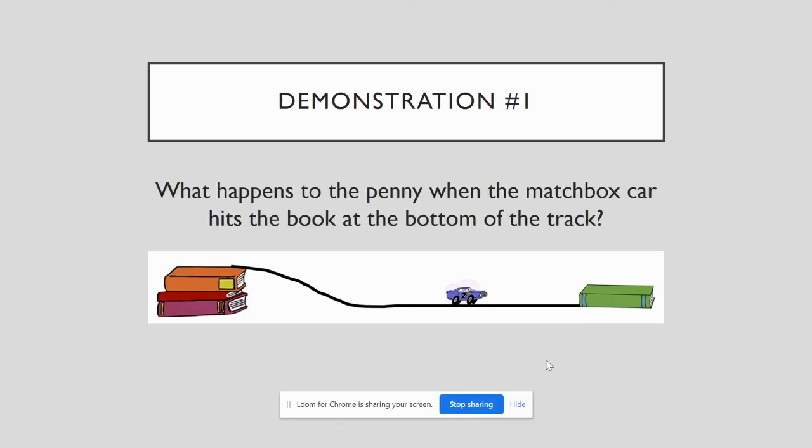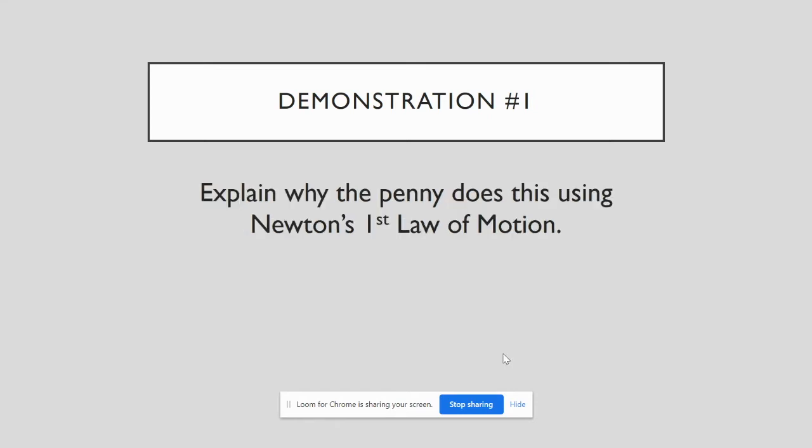Okay, so what happens to the penny when the Matchbox car hits the book? Well, what happened? Well, the penny continued to move. It flew off over top of the book. Okay, why does this happen? Well, the penny was on top of the car, and the car and the penny were both moving at a nice constant velocity. So they were an object in motion, they wanted to stay in motion.